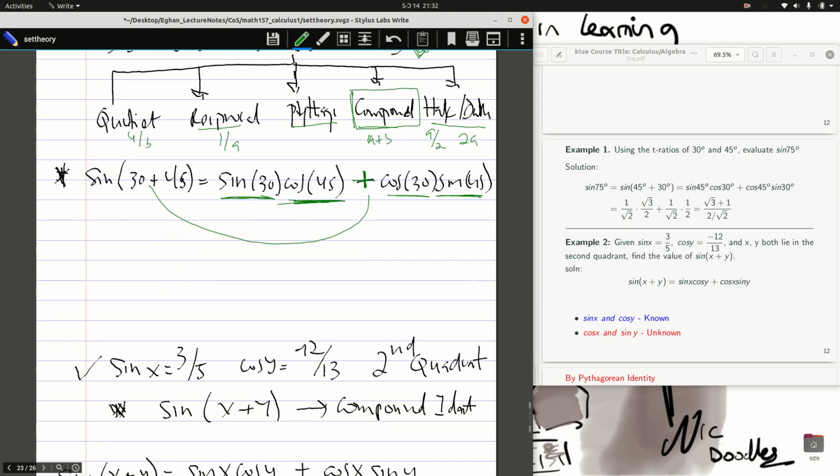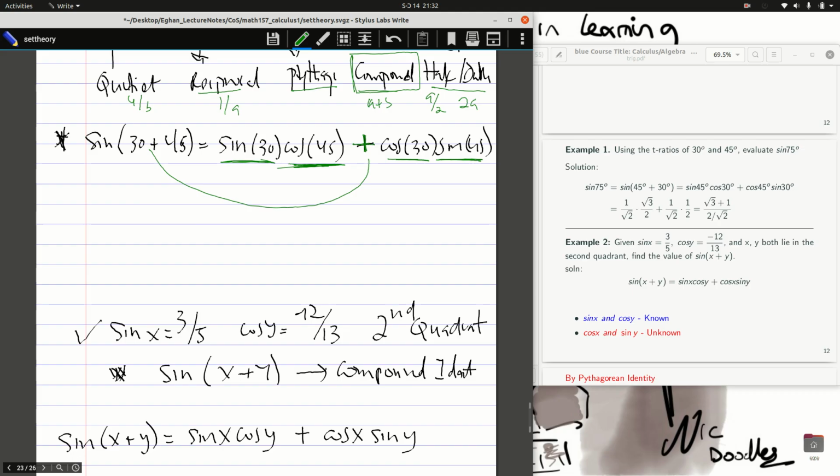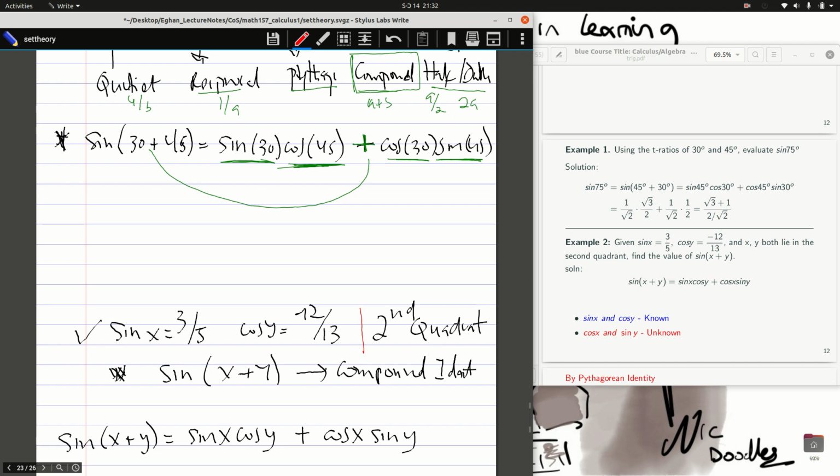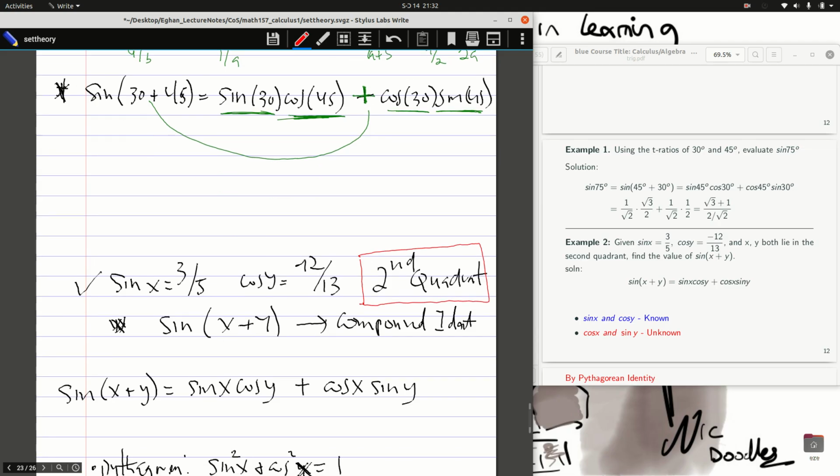Now to the second question, again some information is being given. Sine x is given, cos y is given, and there's another piece of information. There's a second quadrant given. Let me use the red for emphasis. This is an extra information we can never neglect. Second quadrant. What is the question asking us to do? We are asked to find sine x plus y.